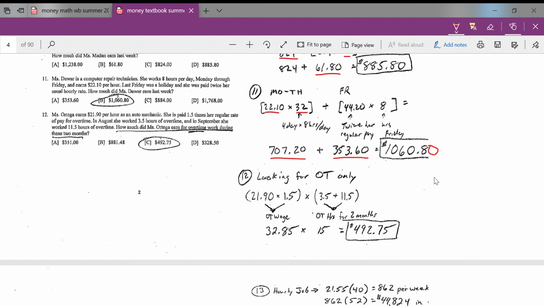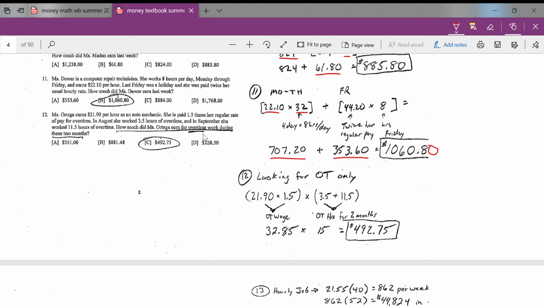And then number 12, last one of Objective two, this person makes $21.90 per hour. They're paid 1.5 times the regular rate for overtime. It says in August, she worked 3.5 hours overtime. In September, she worked 11.5 hours overtime. How much did she earn for overtime work during these 2 months?